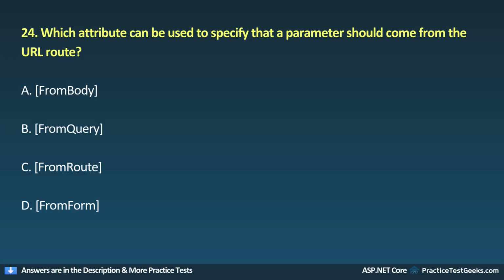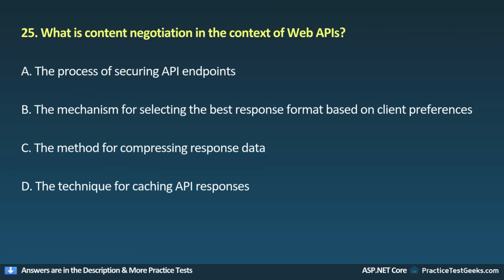24. Which attribute can be used to specify that a parameter should come from the URL route? A. FromBody. B. FromQuery. C. FromRoute. D. FromForm. 25. What is content negotiation in the context of web APIs?